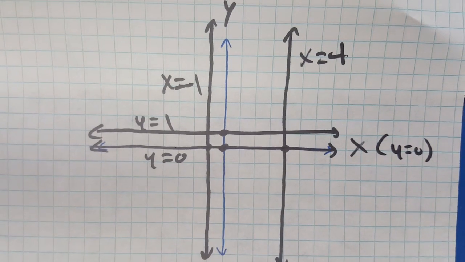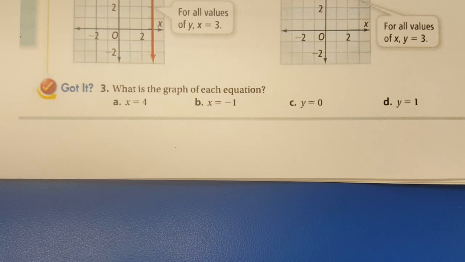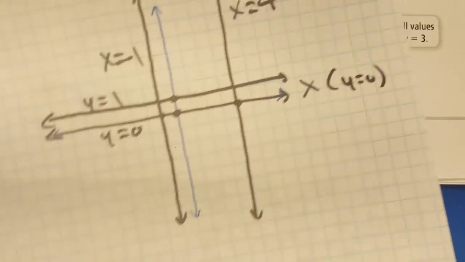Okay, all right, that's it. That's vertical lines and horizontal lines. Every single equation where it says x equals a number is a vertical line. Every single y equals a number is a horizontal line. End of story. Okay. That's example 3.